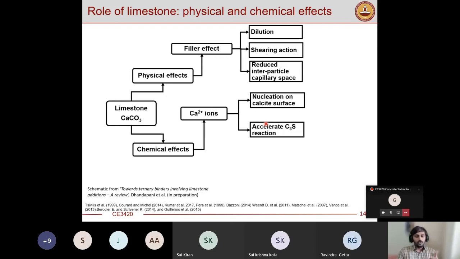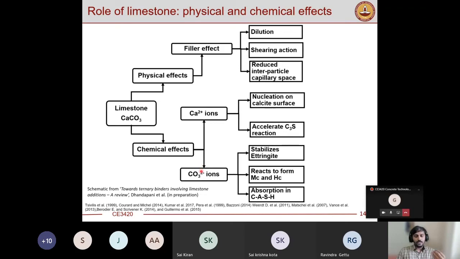Then chemically, when you dissociate limestone, you have calcium ions and you have carbonate ions. Because of the calcium ions, the nucleation of CSH tends to happen on calcite surfaces. This leads to acceleration of C3S reaction. Because CSH is forming elsewhere on limestone grains, the amount of CSH formed on the surfaces of C3S also improves, because of which the reaction of C3S, which is tricalcium silicate, the major clinker phase, also improves.